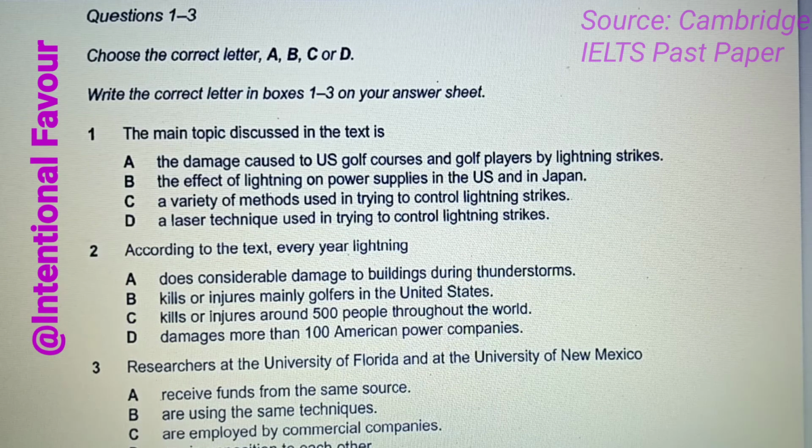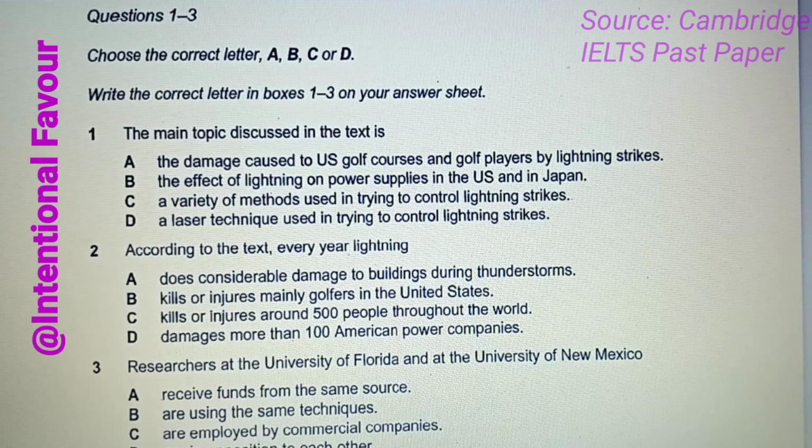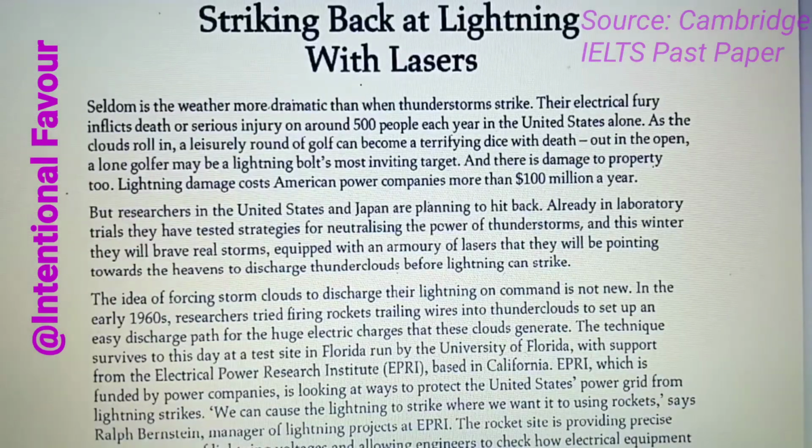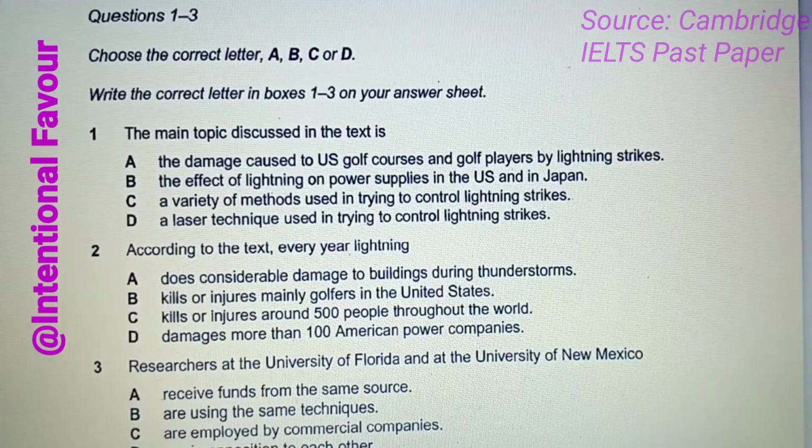This looks appealing, yeah, this is close, but look at option D, a laser technique used in trying to control lightning strikes. Now look at options C and D. Both of them are talking about trying to control lightning strikes. That's the ending part. Can you see? But option D specifically talked about laser as a technique, while C talks about a variety of methods. And the heading says striking back at lightning with lasers. So I'll go with option D, and that is actually the correct answer.